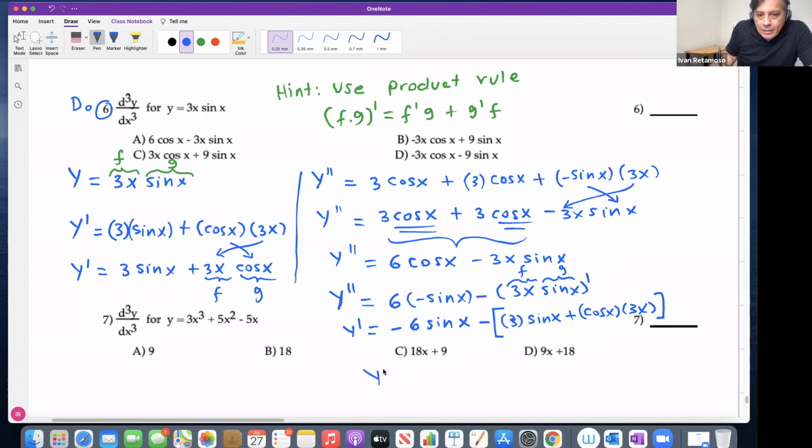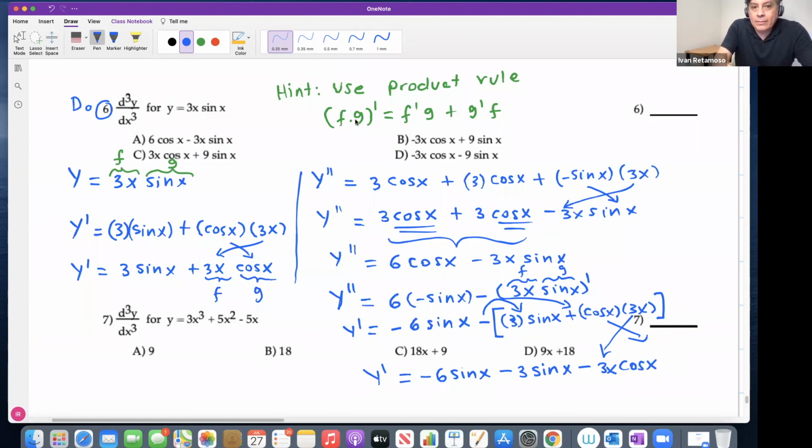Now, y prime should be equal to what? Minus 6 sine of x, right? Distribute the negative sign carefully: minus 3 sine of x, minus distributed here, minus 3x at front, simple function, cosine following complicated function, right? That's it. And now simplify, right? Simplify if possible. Yeah, I think so, Sarah, but let's double check, okay?